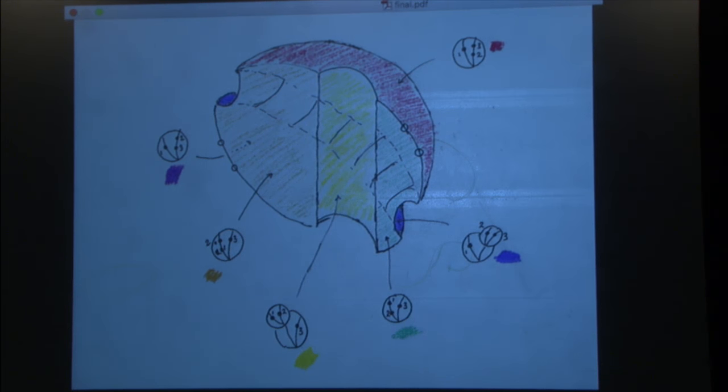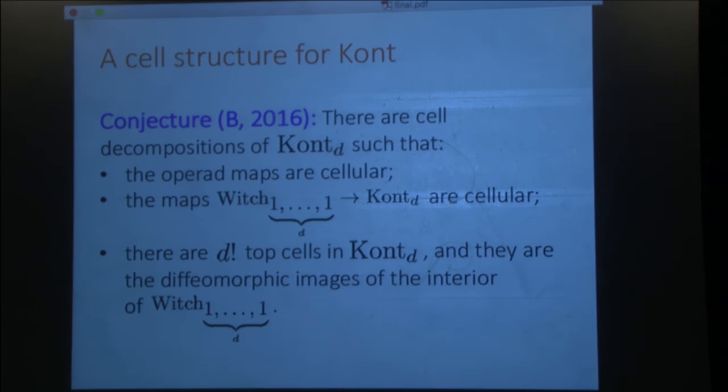So then I'll close with this conjecture, the obvious conjecture that you really can use these to cook up cell decompositions of the Kontsevich spaces, which fit well with one another. And the top cells in the Kontsevich spaces are just the diffeomorphic images of the interiors of these which ball spaces.